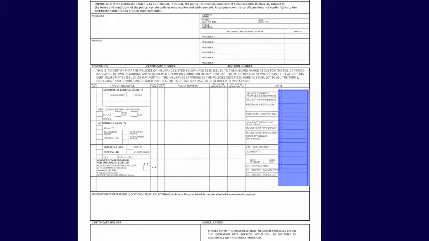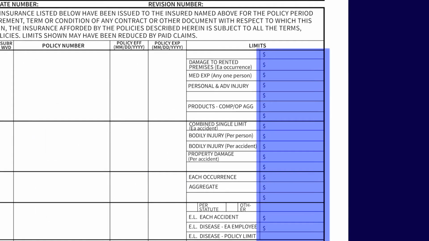expires or ends. Number 14, limits of coverage. These are limits available on the corresponding policy in the same row. The various amounts refer to how much the insurer will be responsible to cover for the different specific events. For a more detailed explanation of these different types of limits, please watch some of our other videos, Commercial General Liability Basics and Auto Liability Symbols.